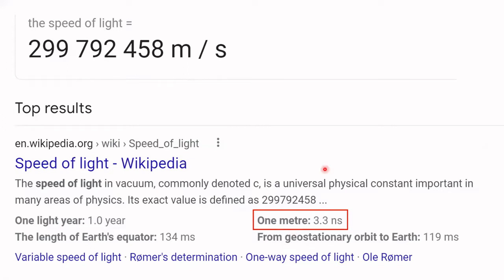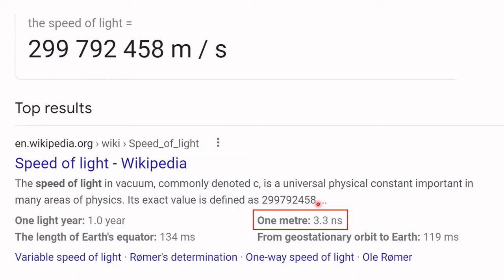One more fun number when it comes to the speed of light. It takes light a little over 3 nanoseconds to travel 1 meter. A nanosecond is a billionth of a second, right? Much shorter than the blink of an eye. So 1 meter, that's a little over 3 feet. In fact, it's about 3.3 feet. So if light travels 3.3 feet in 3.3 nanoseconds, how convenient. It travels about 1 foot every nanosecond. That's a really cool number to remember.